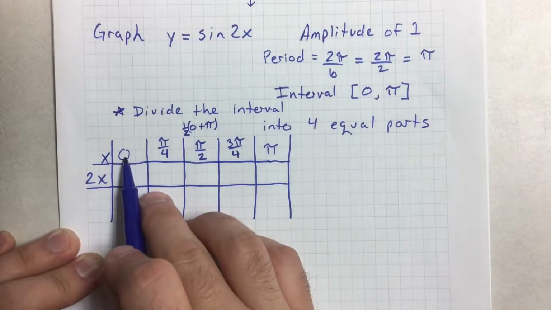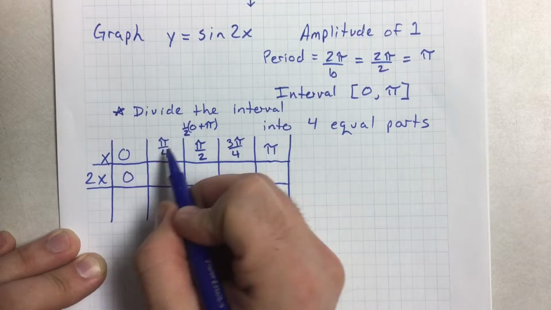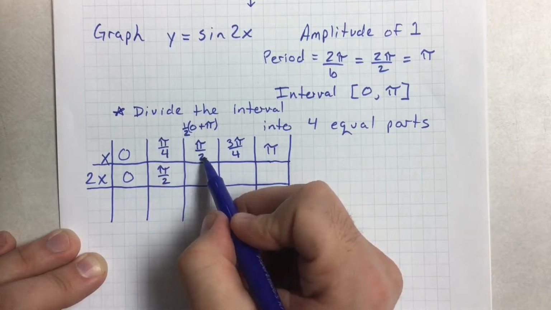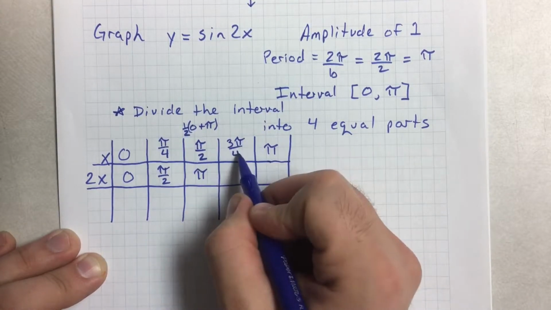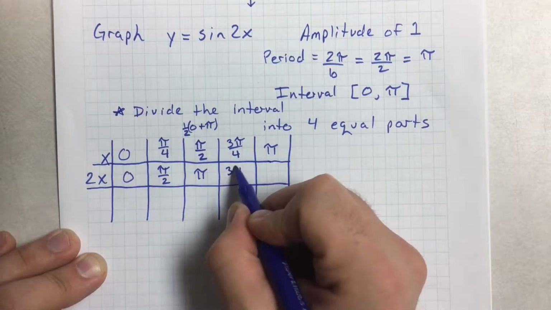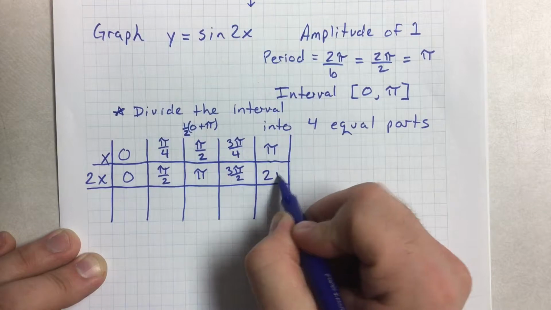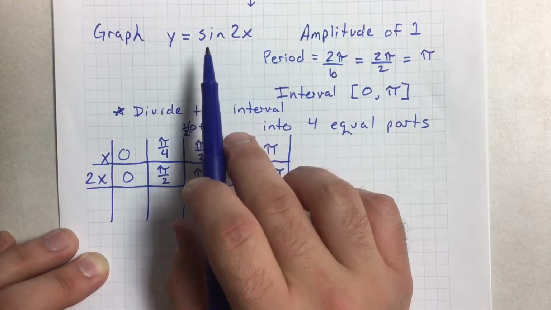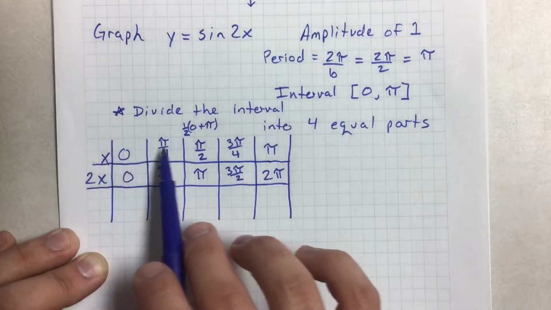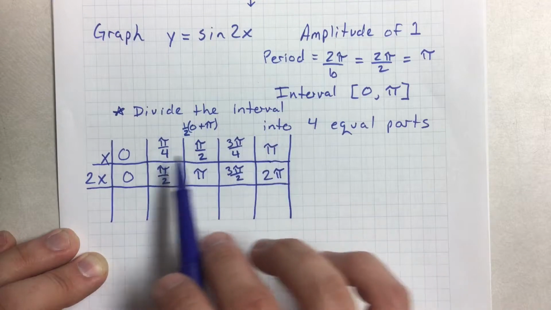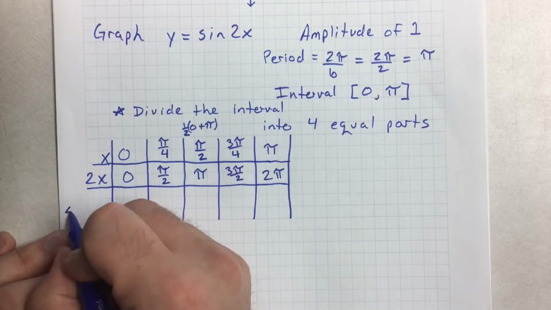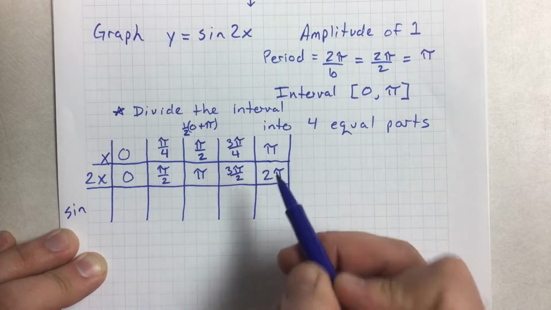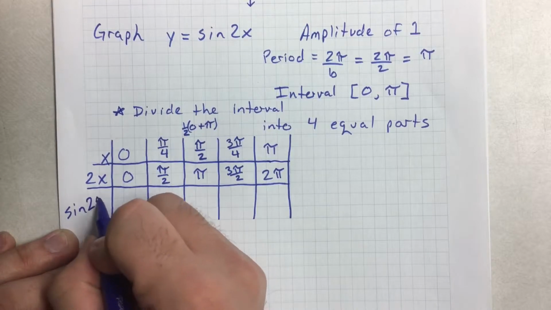So if I multiply x by 2, we get 0. If I multiply pi over 4 by 2, we get pi over 2. If I multiply pi over 2 by 2, we get pi. 3 pi over 4 by 2, we get 3 pi over 2, and we get 2 pi. The purpose of doing that is we need to know the y values to plot. We know what our x values are here, cutting into 4 equal parts, but what are the y values? Now I've related this back to values I should know: 0, pi over 2, pi, 3 pi over 2, and 2 pi.